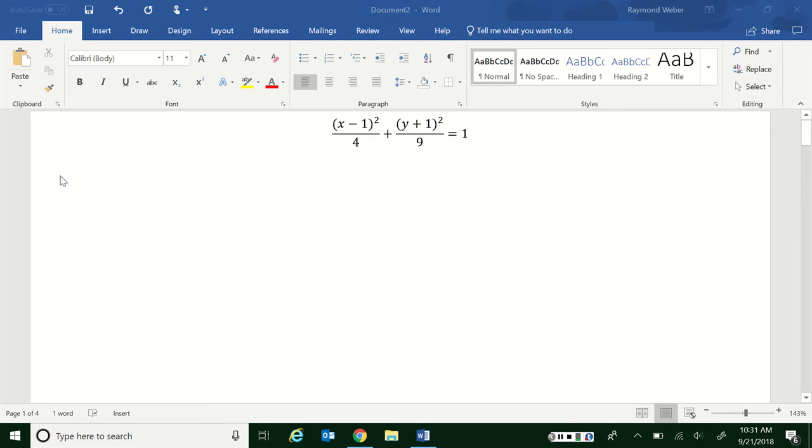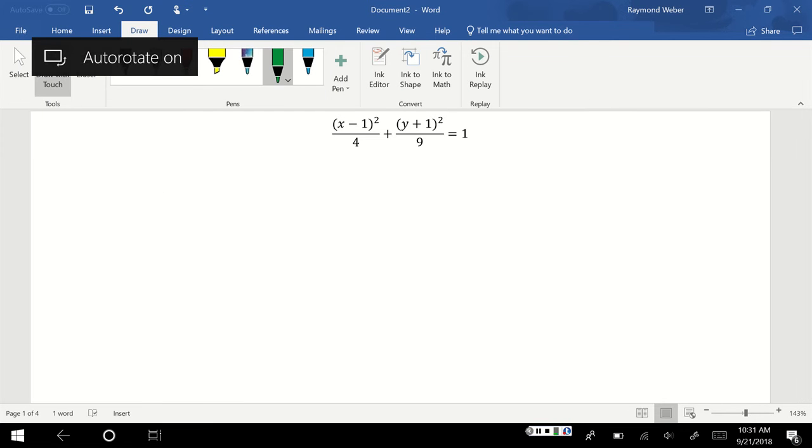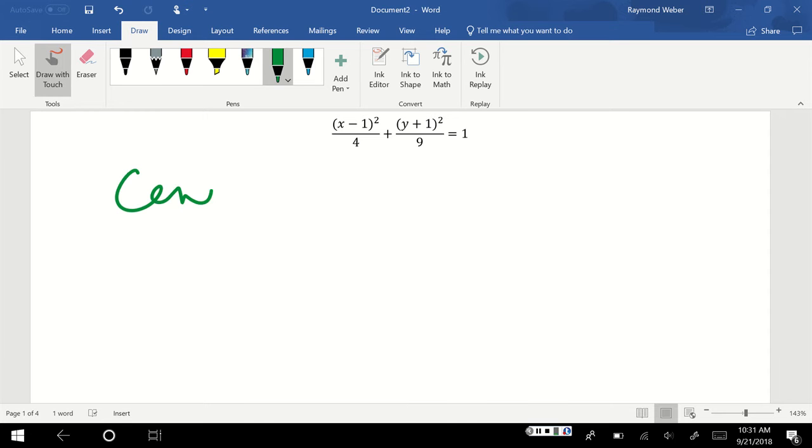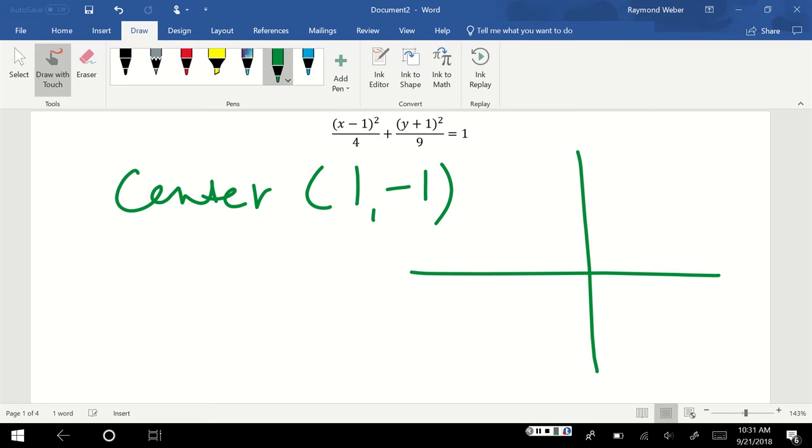Now once it's in standard form, I always start by finding the center and my vertices. So when I look at this one, my center is just like a circle. My center is going to be 1, -1. So all you're doing is flipping the signs on the x and y. So I'm going to come over here and I'm going to start graphing. And so my center here is at 1, -1.